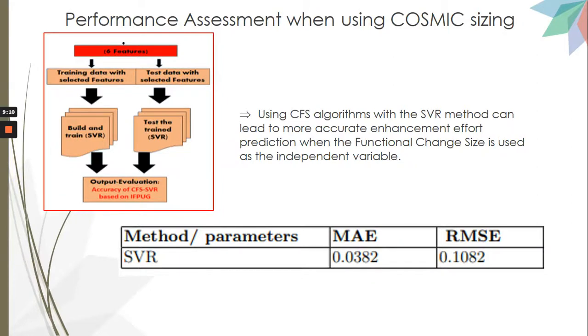So, to train and test the dataset, we selected the support vector regression model, which is the most used machine learning technique for estimating enhancement effort, using the correlation-based feature selection, especially the Pearson coefficient algorithm. Support vector regression can lead to more accurate enhancement effort prediction when functional change size is used as the independent variable, with a minimum mean absolute error of 0.03 and root mean square error of 0.10.